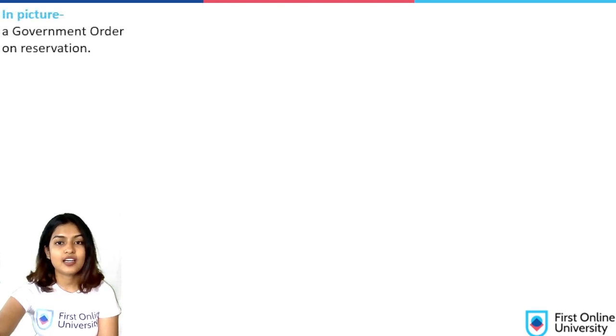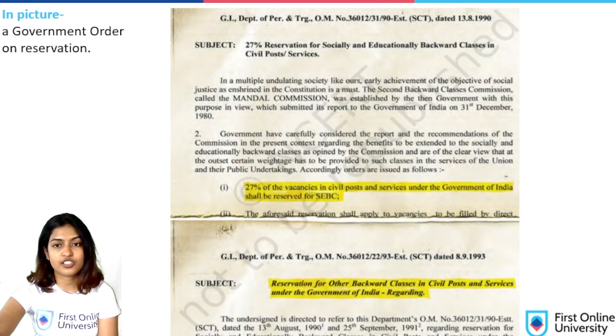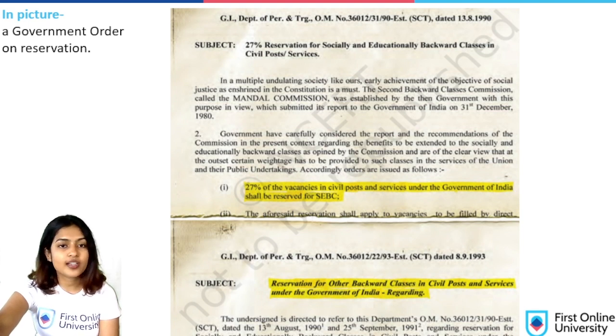Let us see a picture of the government order on reservation. This is the government order. The reservation order that we read as a circular in the previous slide, this is how it looked. So the one highlighted here is the main subtopic.